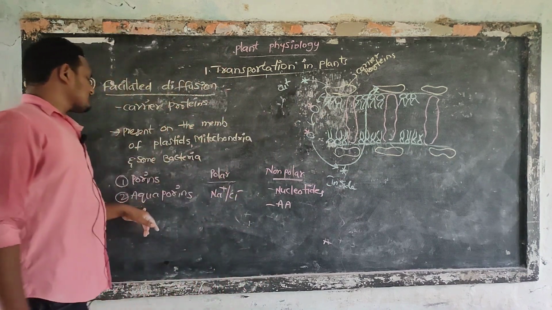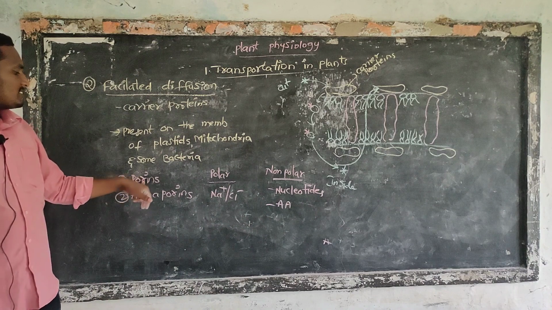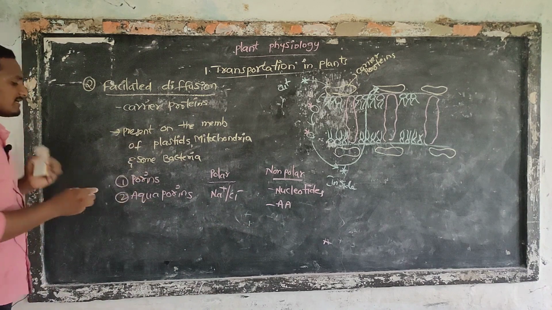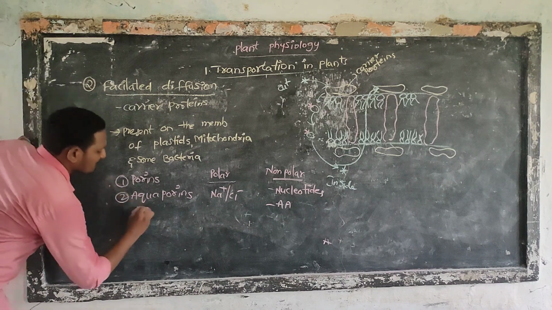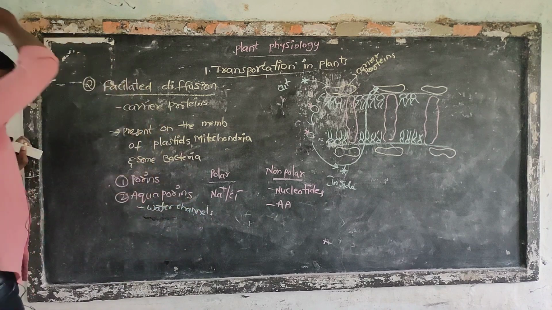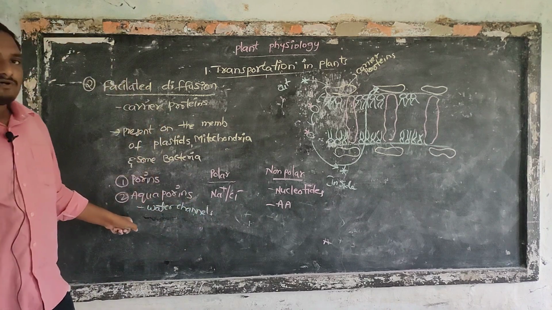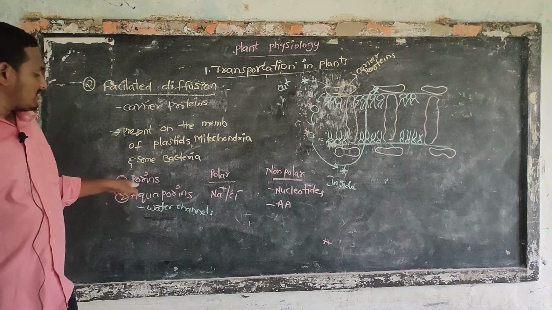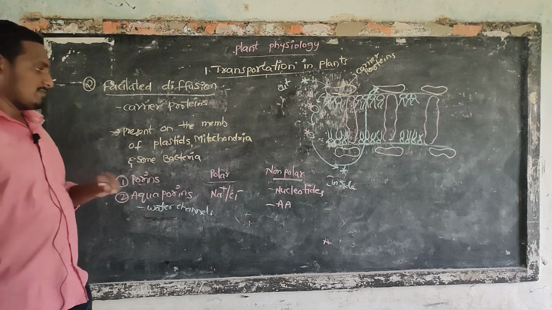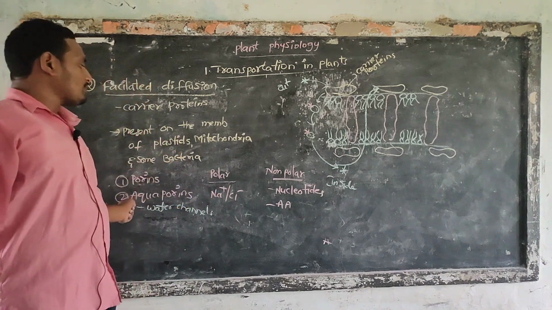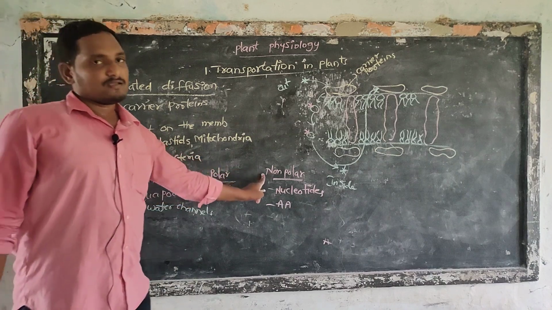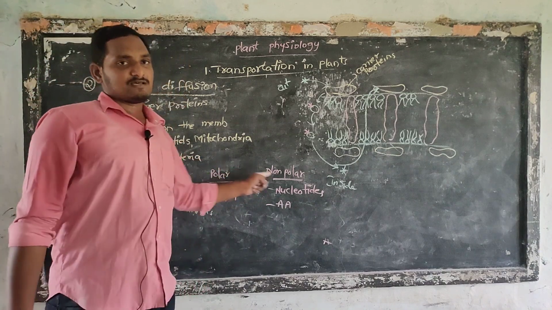These carrier proteins are porins and aquaporins. Porins mainly make holes in the membrane. Aquaporins are also called water channels. It means they allow water and help in water movement. Porins make the holes in the plasma membrane. These carrier proteins help two types of substances: polar substances and non-polar substances.